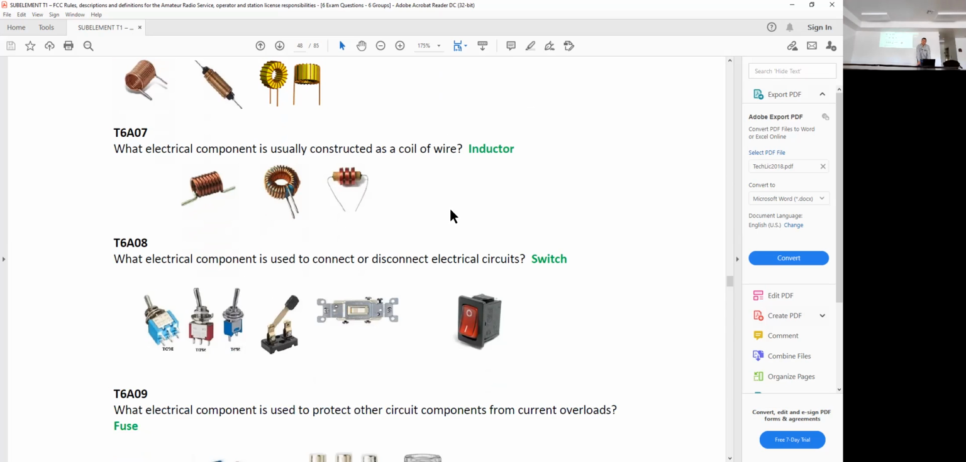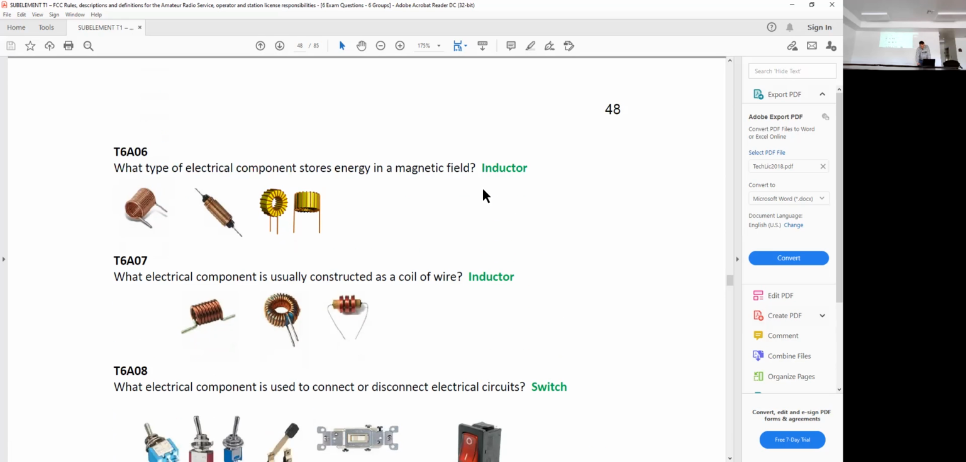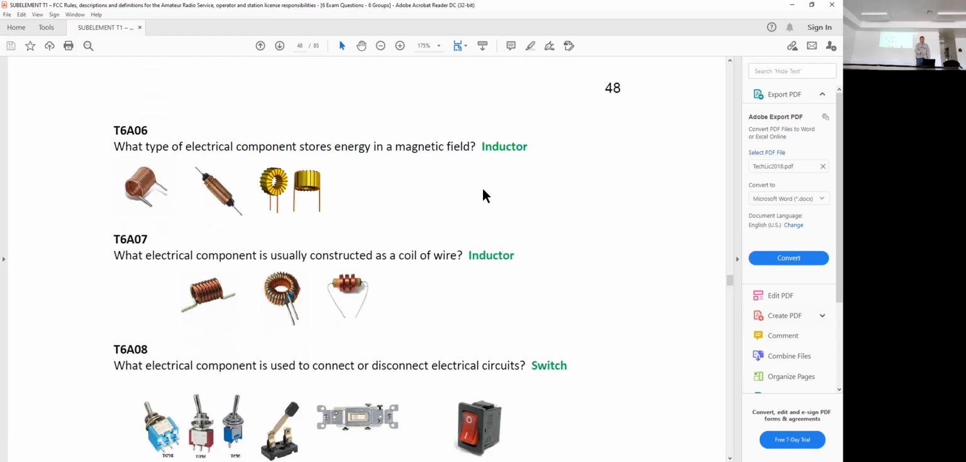Any questions about inductors before we move on? They didn't have a picture of the electrical symbol. We might see that later, but it looks just like a coil of wire, kind of. You'll recognize it.